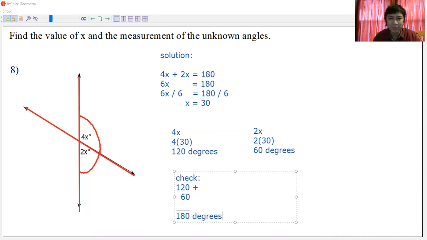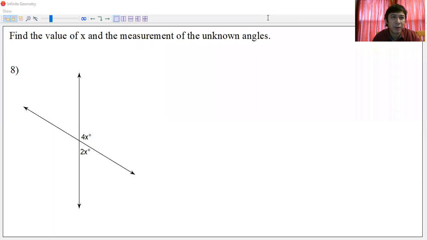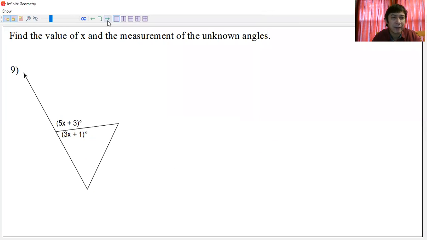There. Very simple. And we were able to get all the answers required. Let's proceed to number 9. Let's continue with the next number 9. All right, here's the next one. Find the value of x and the measurement of the unknown angles.